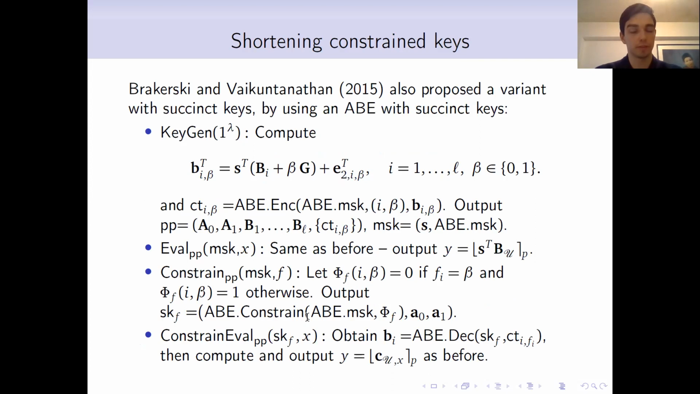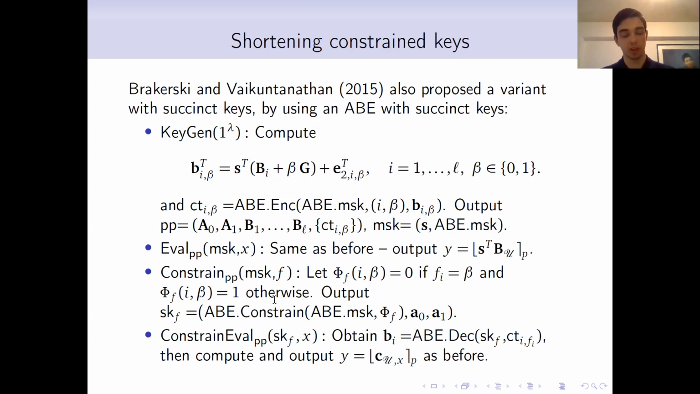The authors of this constraint PRF that I just presented also proposed a variant of their scheme in which the keys are succinct. That is, their size is independent of the size of the circuits. And to do this, they use within their scheme an attribute-based encryption which has succinct keys. And so recall that just now we had as part of our constraint key a vector b_i for each bit i of the description of the constraint f.